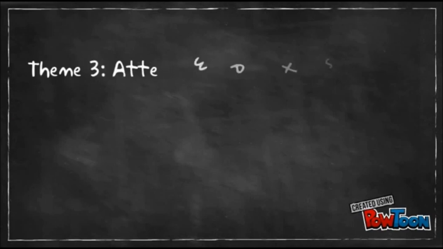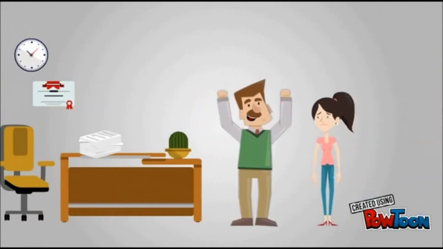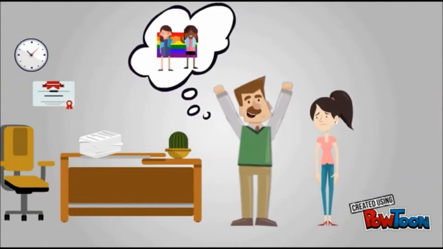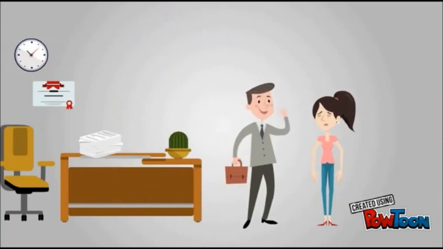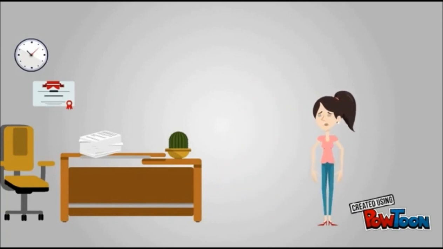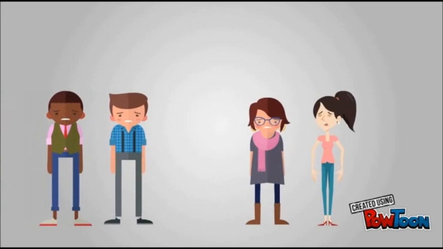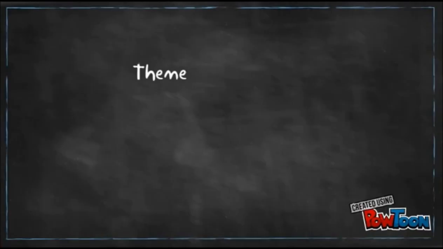Theme 3. Attempts to over-identify with LGB clients. This can be demonstrated as a therapist frequently references someone that they personally know who identifies as LGB within a therapy session, or may be displayed as a therapist attempts to befriend an LGB client and consistently engages in small talk to ease potential tension within the therapy. This may send a message to LGB clients that the therapist is assuming that all issues regarding LGB sexual orientation are the same for all people.